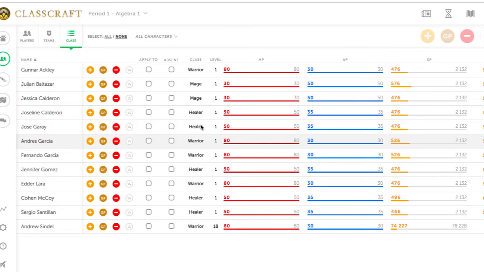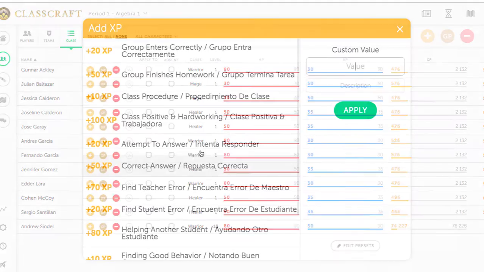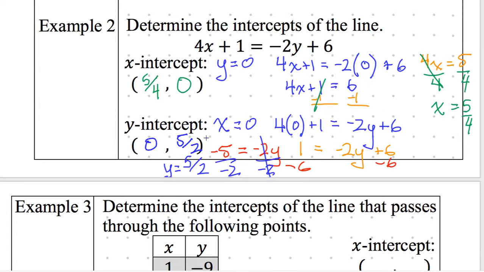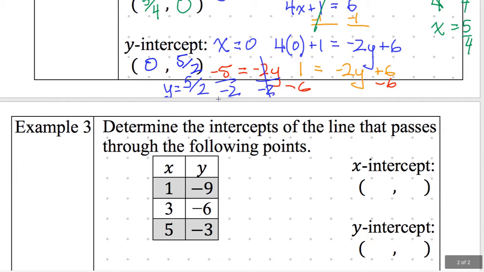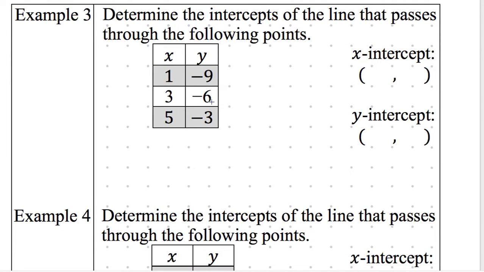Fernando, correct. Fernando, the student error. Nice. There's my answer. All right. So those I consider to be level 1 or level 2 out of 5 questions. Example 3 is a level 5 out of 5. So let's turn over to the backside. Let's try solving the x and y coordinate from a table.